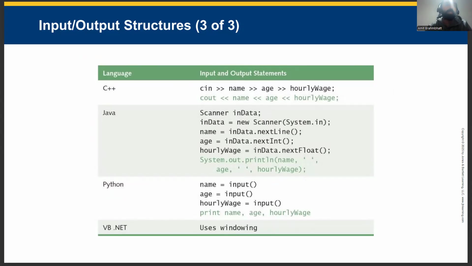Here the table shows us languages and how their input and output statements look. C++ has double greater than and double less than for cin and cout. In Java, you basically have variables where you take the input in. Python does it in a similar way, and VB.NET uses windowing. These languages must parse and interpret text according to type expectations, driving how data flows into a program.